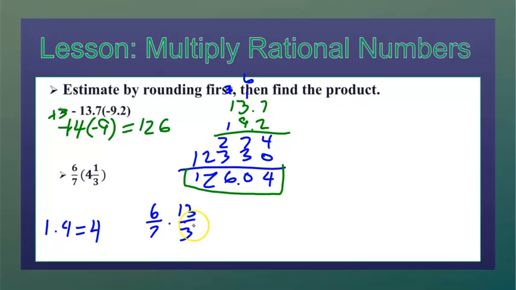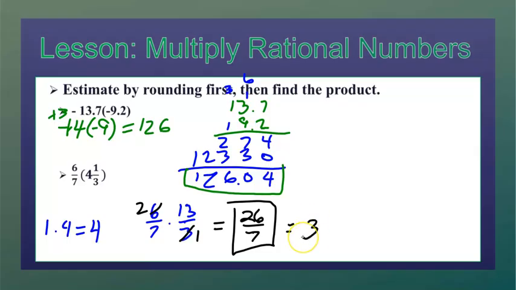Here's where you can multiply the numerator times the numerator and denominator times the denominator and then simplify. I'm going to simplify first. I can divide a 3 here and get a 1. 6 divided by 3 gives me 2. And then I can multiply straight across and I get 26/7. And this would be my exact answer. You could put that as a mixed number if you wanted to. That would give me 3 5/7. But otherwise, I would just keep it as an improper fraction from there.